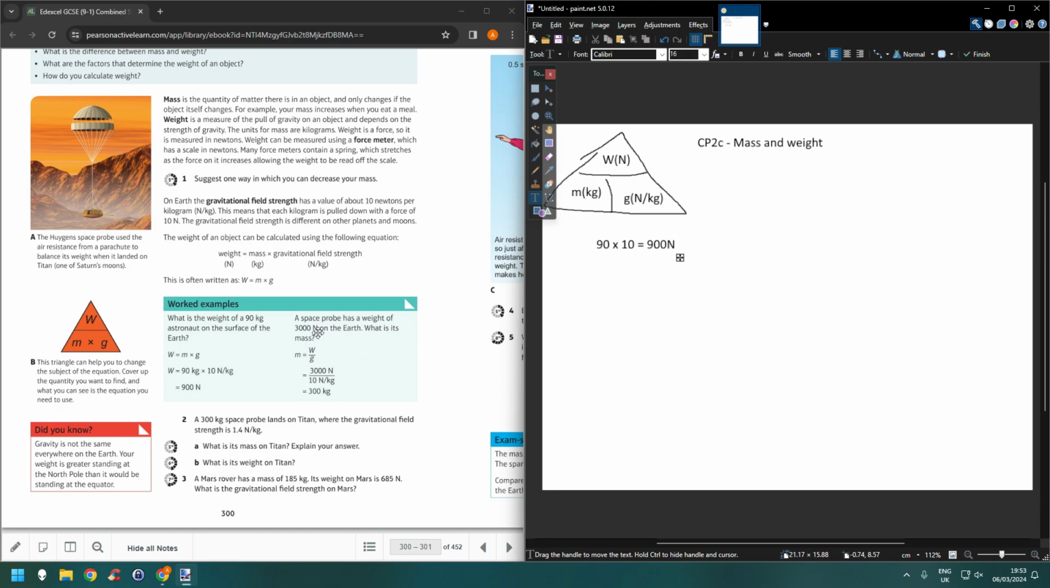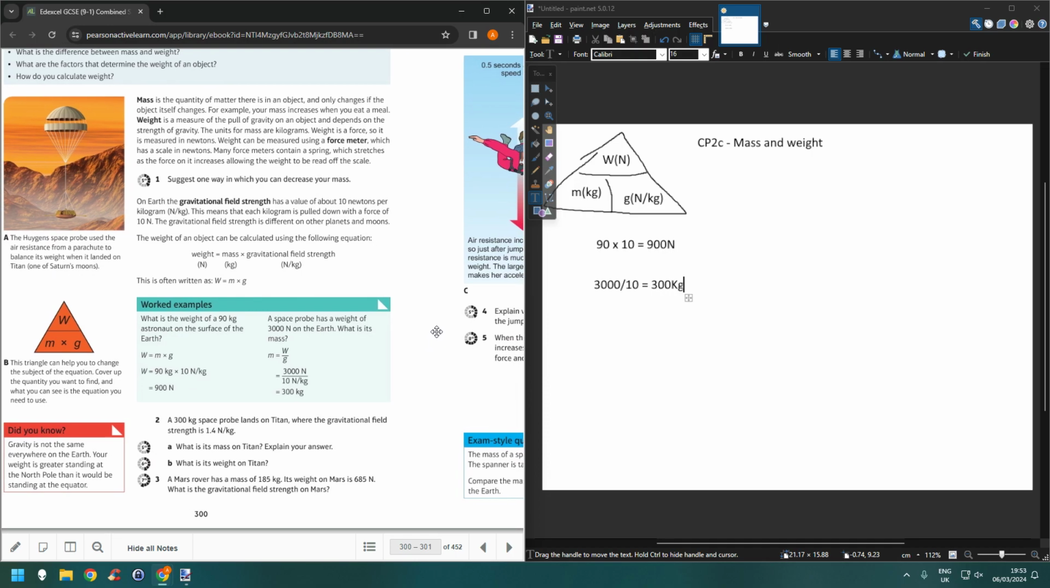This one. A space probe has a weight of 3,000 newtons on Earth. What is its mass? Mass is weight divided by gravitational field strength. So let's take the weight, which is 3,000, and divide it by the gravitational field strength, which is 10. So 3,000 divided by 10 is 300. So 300 kilograms is our mass. So the space probe has a mass of 300 kilograms, which, as you can see there, is also the answer. 900, 300, 900, 300. Good.